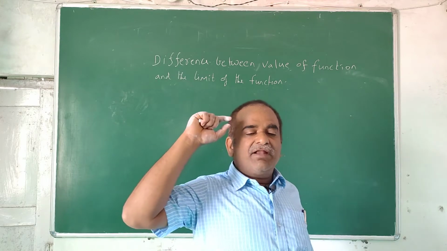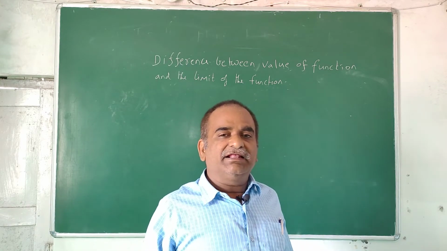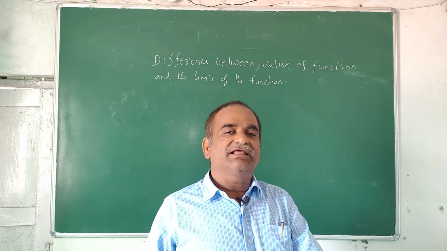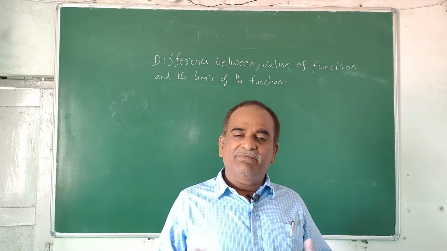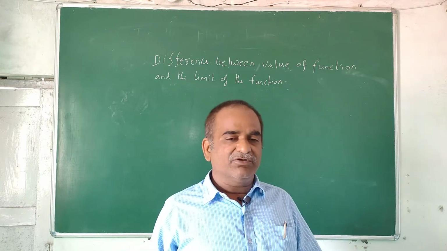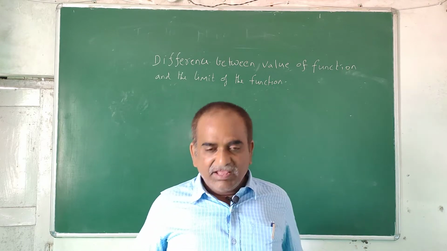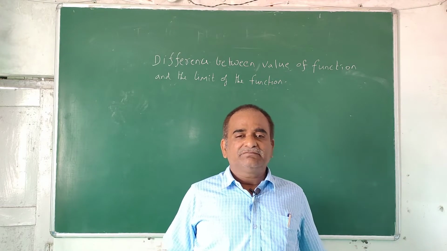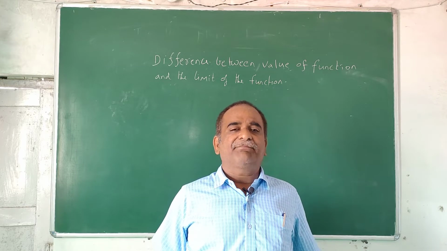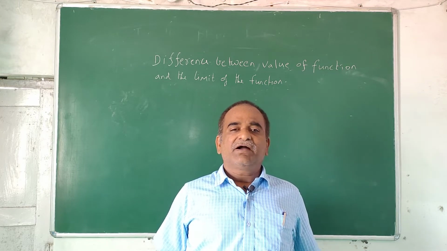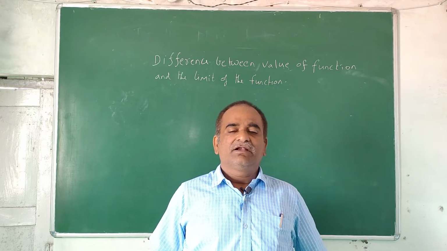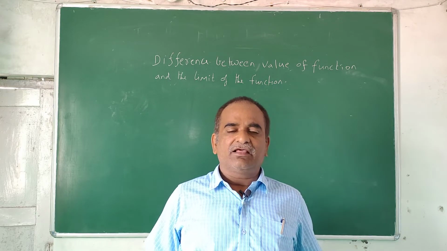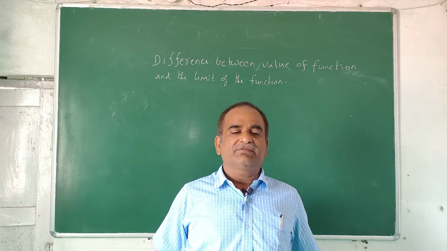So, I am now interested in discussing the difference between the value of function and the limit of the function at that point. Whether they are same or different. So, what is the difference? Okay, now you see one point. Here one important point is, listen carefully. Sometimes at a particular point, the function may not be defined. So, in that first example which we took, f of x is equal to x square minus 4 by x minus 2.